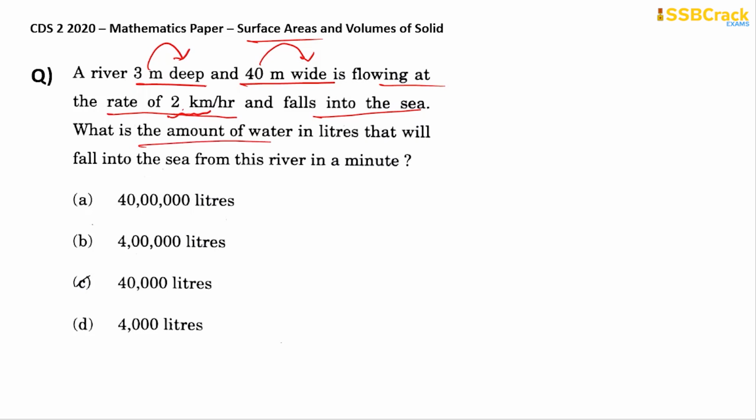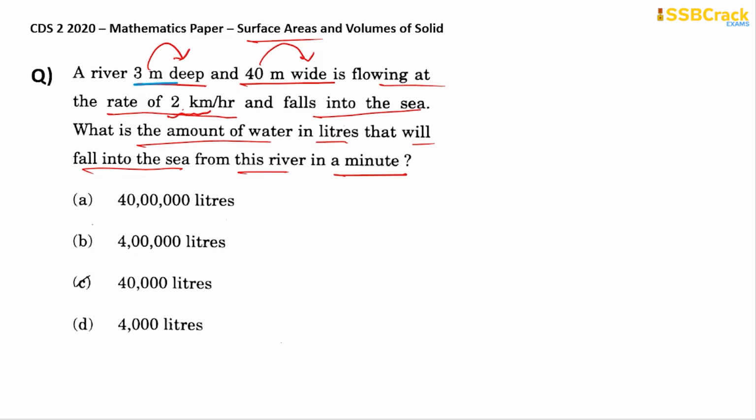So what is the amount of water in liters that will fall into the sea from this river in a minute? So we shall find the volume of water that is falling into the sea from the river in 1 minute, provided the rate of flowing for 1 hour. So it's simple. You just need to know the volume of water coming from the river in 1 hour, and to convert that into 1 minute, just divide it by 60 minutes. Isn't it a simple question?